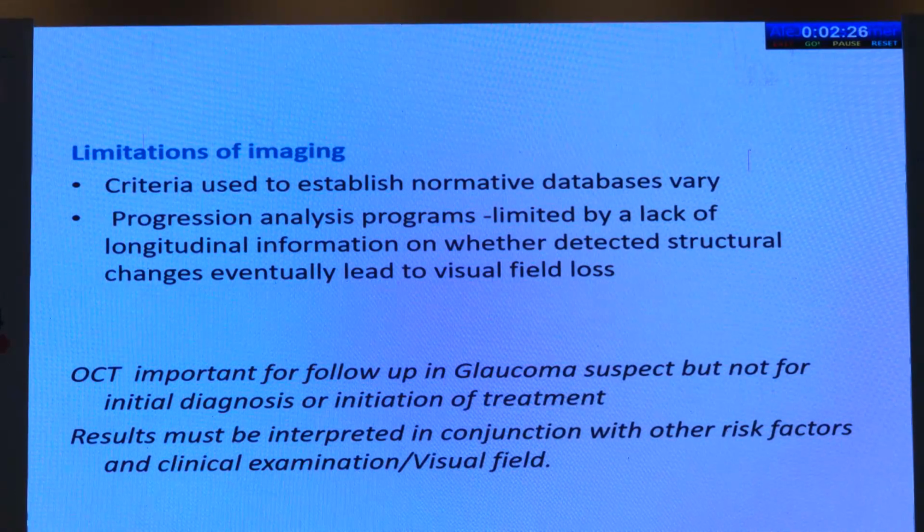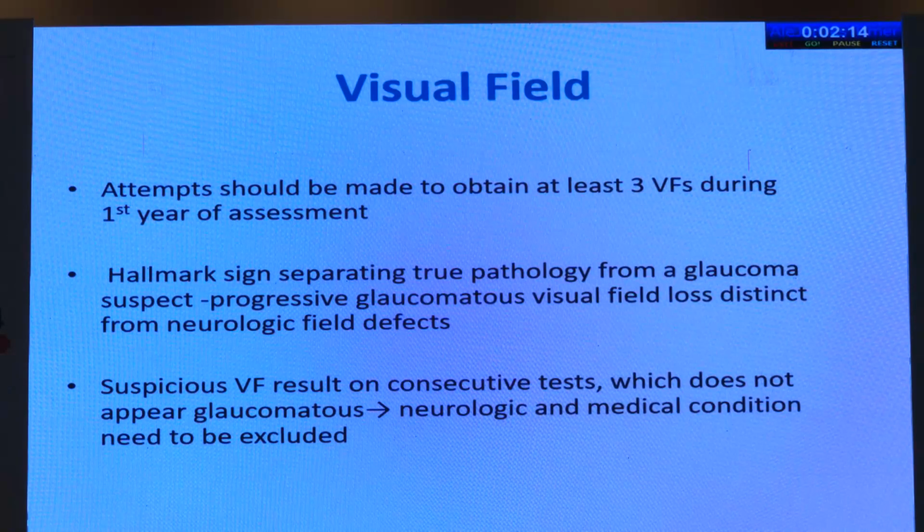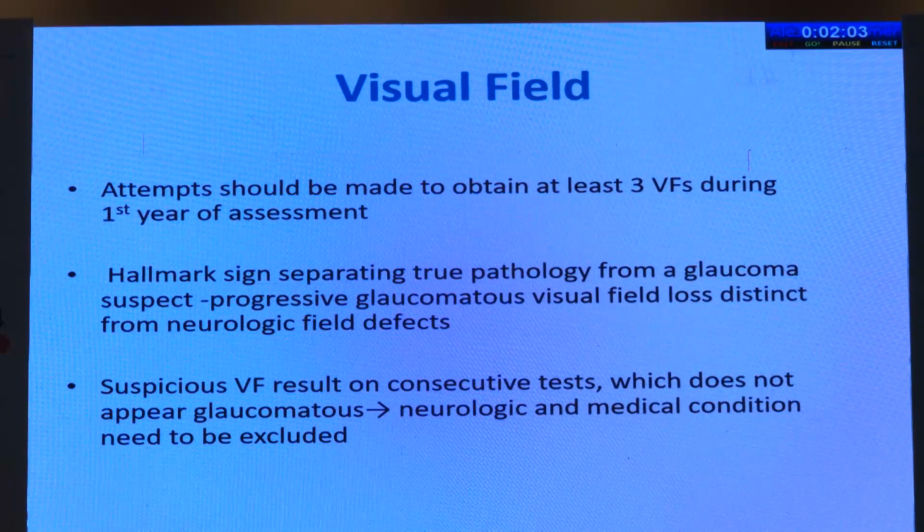But OCT is important for follow-up in glaucoma suspect, not for initial diagnosis or initiation of treatment. And results must be interpreted in conjunction with the other risk factors, clinical examination, and visual field. Now, visual field: one should try to get at least 3 visual fields during the first year of assessment. And remember that the hallmark of a glaucomatous field is progressive visual loss, which cannot be attributed to any neurological defect.